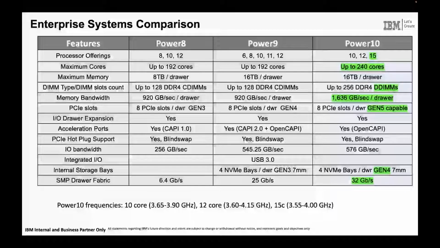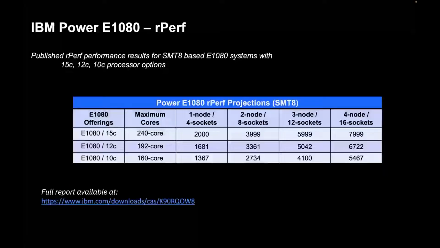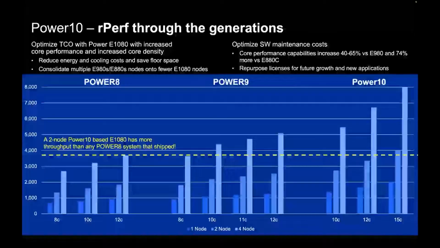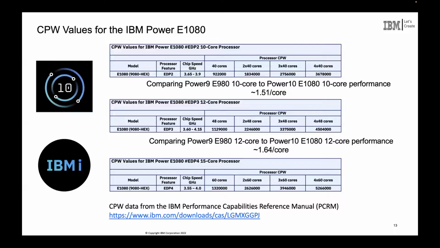Throughout the deck, I have these comparisons. Most are just Power 9 to Power 10, but here's Power 8, 9, and 10 for the enterprise box. Things in green are a competitive advantage. The ARPers is stunning, right? 8,000 ARPers in a 4-node 16 socket system. Unbelievable. And, a 2-node Power 10 has more throughput than any Power 8 that ever shipped. Awesome. So good marketing point.